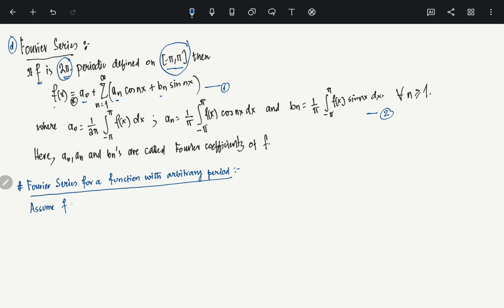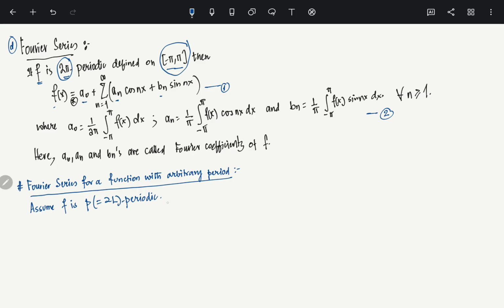Assume f is p periodic, and p we are going to assume to be equal to 2l. Of course p is a positive number and we are going to assume it to be 2 times l, where l is of course positive again. So basically we are assuming f to be periodic, which we are going to write as 2l periodic. Clear? Okay. Now the point is this.